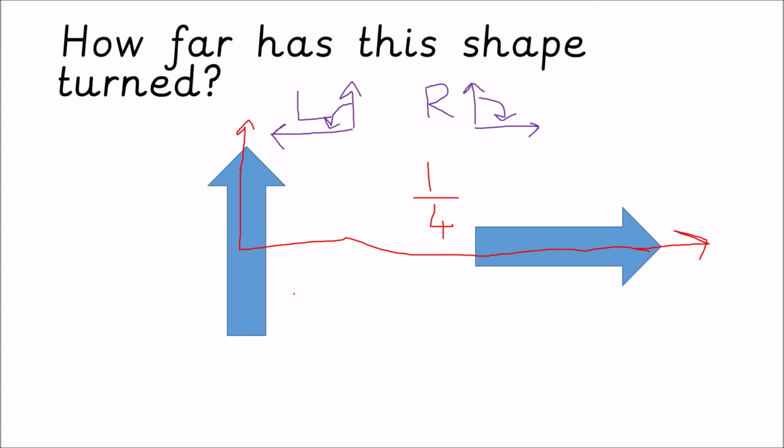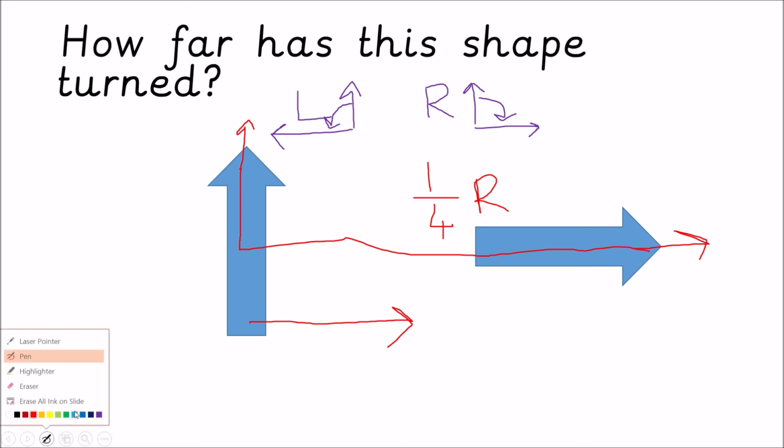It's worth mentioning at this point that I've not just turned this. If I had just turned my shape, it would be lying here because it would have just rotated round. This one's rotated and moved, but you will see a lot of questions where it's set up like this and the shapes are quite far apart. So if it just asks about the turn, just think about the turn and don't worry about the movement too much. So it's one quarter turn to the right. Let's see how many quarter turns it would be to the left.